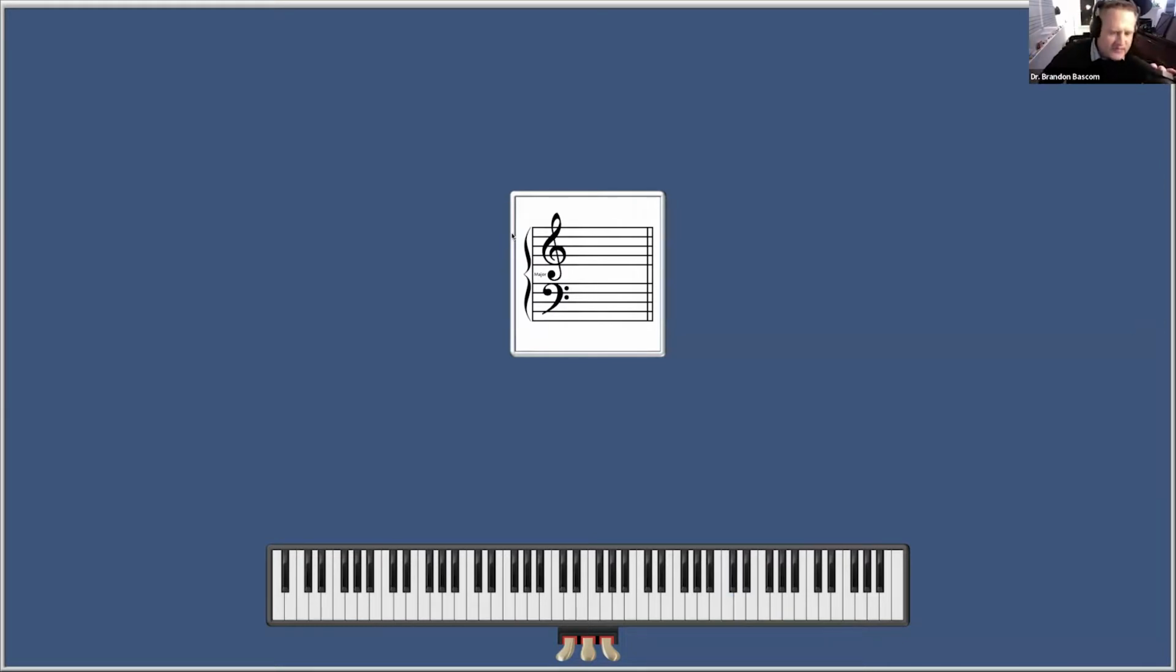So those are my 7 home notes. Low C, bottom space A, F clef F, middle C, G clef G, top space E, and high C.